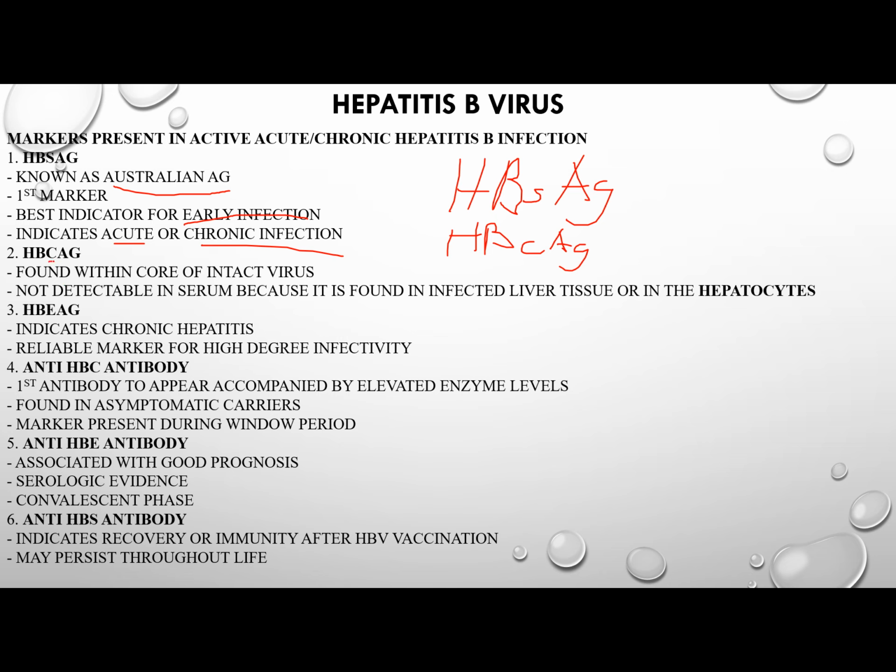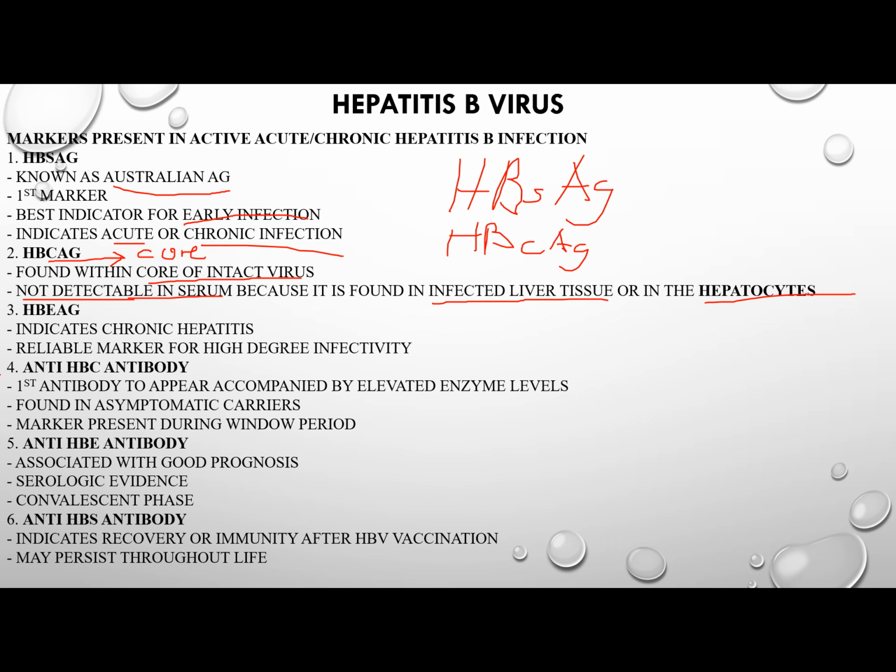Then we have your HBcAg. Yung letter C dyan, please take note, would stand for core. This is your hepatitis B core antigen. This is found within the core of your intact virus. Not detectable class in serum because it is found inside infected liver tissues or inside liver cells or your hepatocytes. So hindi dinedetect class sa serum yung HBcAg nyo because it's not found in the serum. It's found in the liver tissue or the liver cell.